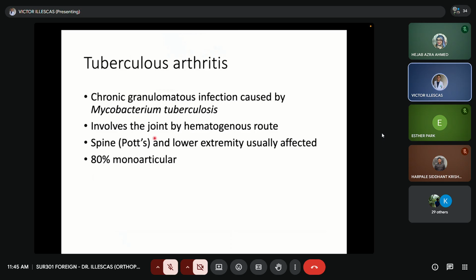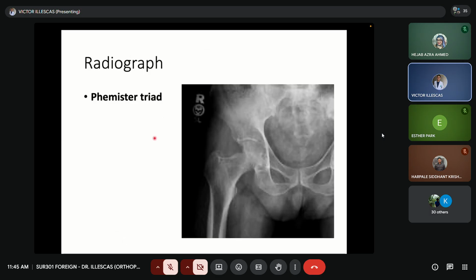How about TB joint? So this is secondary to an infection by Mycobacterium tuberculosis. It may also involve the spine, in which it's termed Pott's disease. Okay, TB joint. When seeing a patient with TB joint, there will be limitation of movement. There will not be an obvious swelling. It's just limitation of movement, pain on ambulation, with difficulty of ambulation.